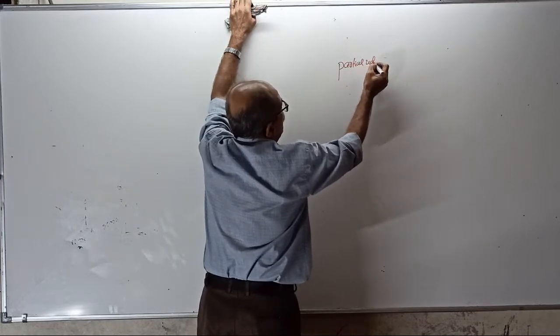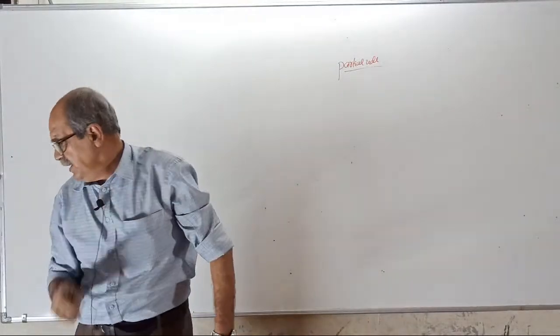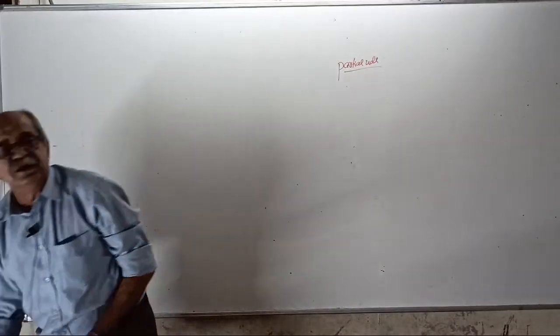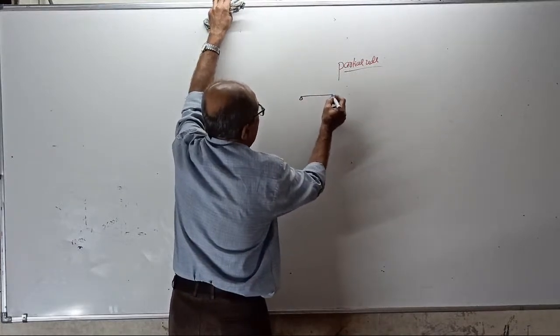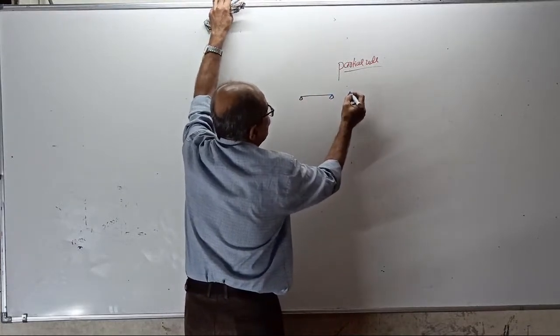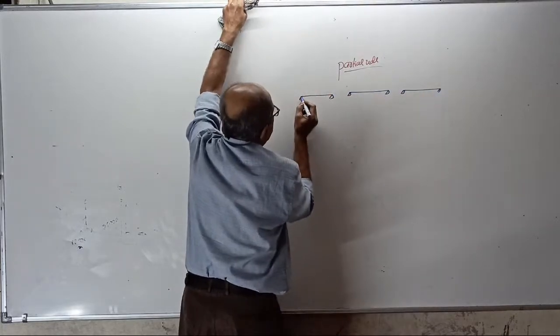Partial UDL can be of two different types. Make all the notes. Partial UDL can be three different ways: either this way, or this way, or this way. It can be somewhere here.